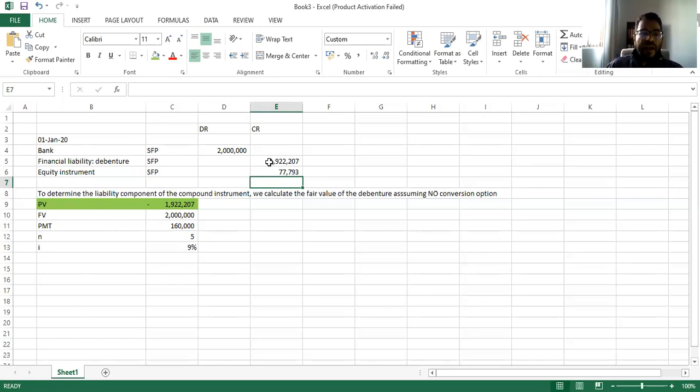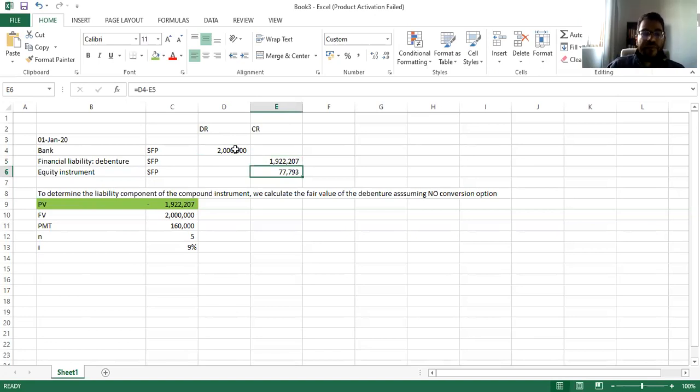Okay. So because it has this conversion option, we have to split it between a liability component and an equity component. The liability component is determined by working out the fair value of the liability, assuming there is no conversion option. And the difference between that fair value of the liability and the total amount received goes to equity. That is initial recognition.